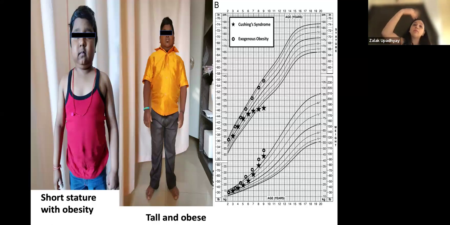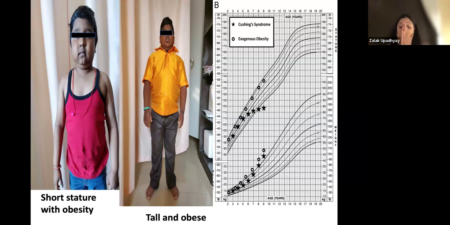Just on the higher side or maybe beyond the MPH range. That is what is meant by tall. Tall does not always mean beyond the graph or beyond the last line, 97th centile. No. Tall and obese means in the mid-parental height range. As we discussed, short stature means below the mid-parental height range. Here, tall means above the mid-parental height range or on the higher side of the MPH range.